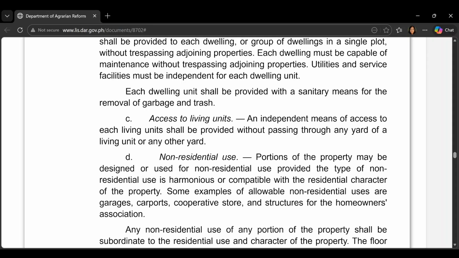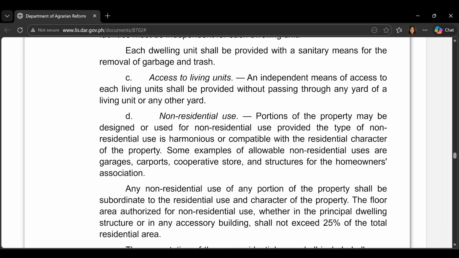Non-residential use. Portions of the property may be designed or used for non-residential use, provided the type of non-residential use is harmonious or compatible with the residential character of the property. Some examples of allowable non-residential uses are garages, carports, cooperative store, and structures for the homeowners association.